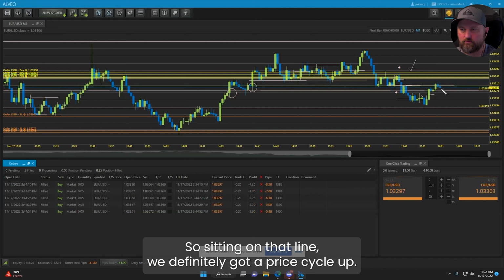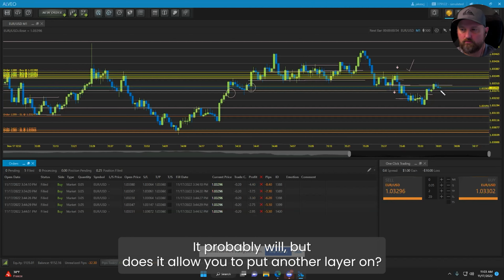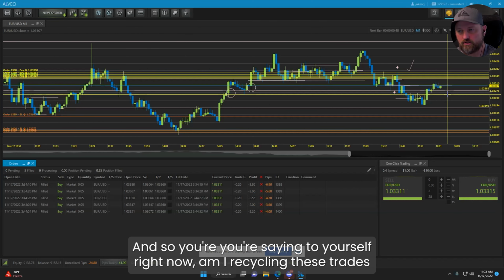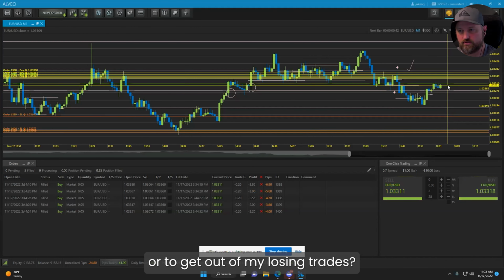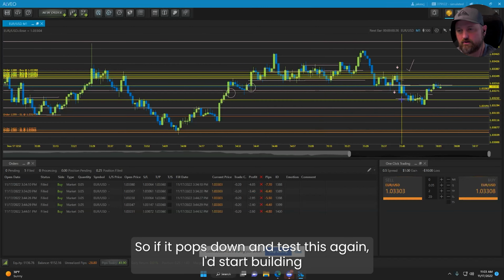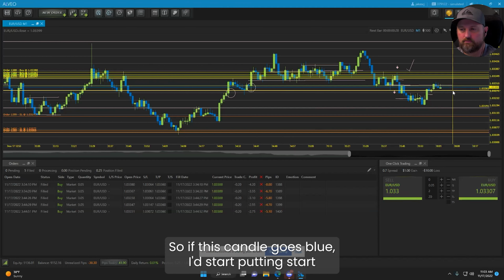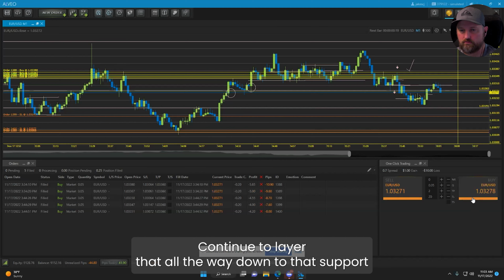So sitting on that line, we definitely got a price cycle up. Is it going to come down into here? It probably will, but does it allow you to put another layer on? So you're saying to yourself right now, am I recycling these trades or am I looking for an opportunity to lighten or get out of my losing trades? And if you can do both, that's the best scenario. So if it pops down and tests this again, I'd start building into another buy situation for a break high. If this candle goes blue, I'd start to build into a layer, and then continue to layer all the way down to that support line.